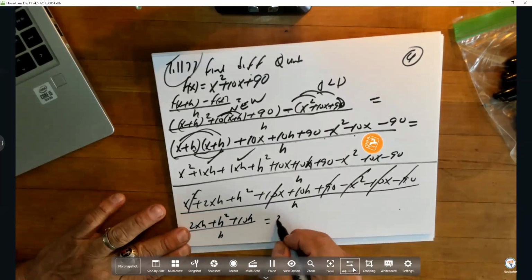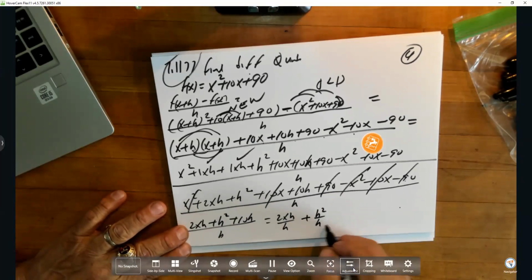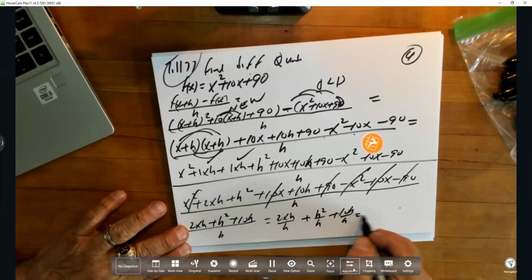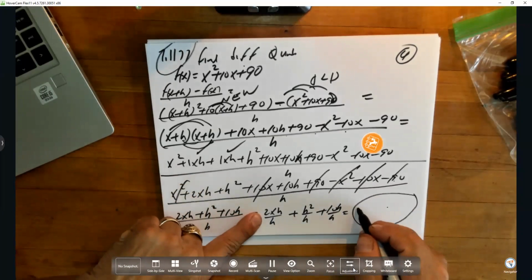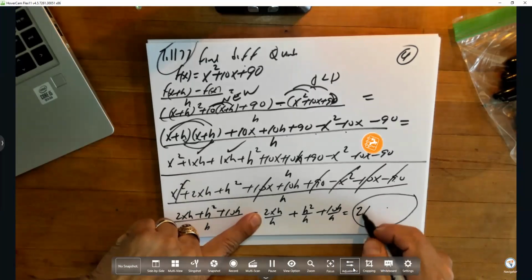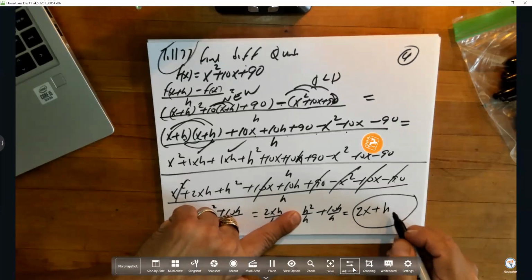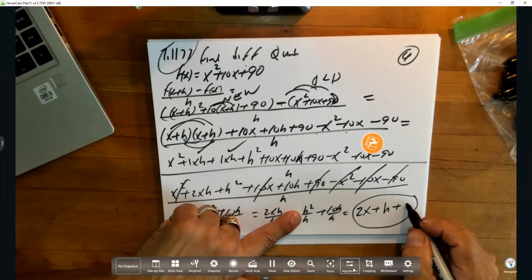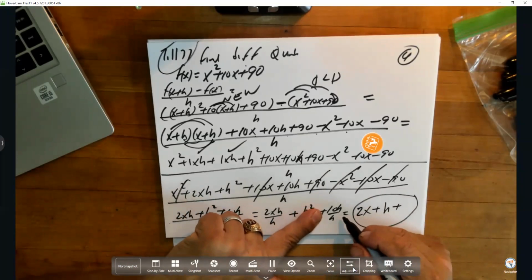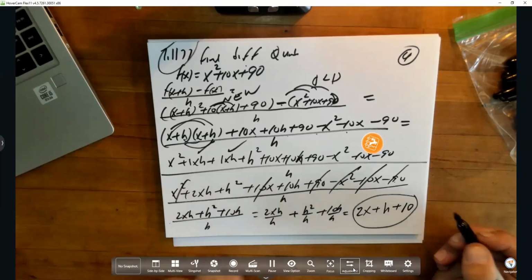And that's going to be 2xh over h plus h squared over h plus 10h over h. If I reduce all this, first one, 2xh over h gives me what? 2x. And h squared divided by h gives me what left over? h. And the last one, 10h divided by h is what? 10. Okay, you're right, it's 10.